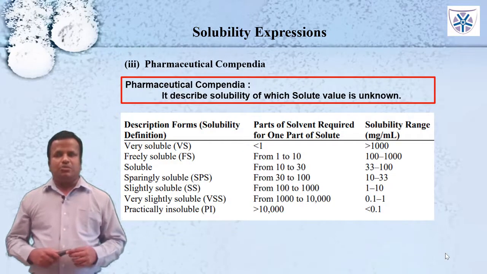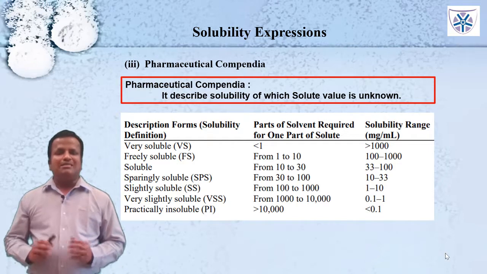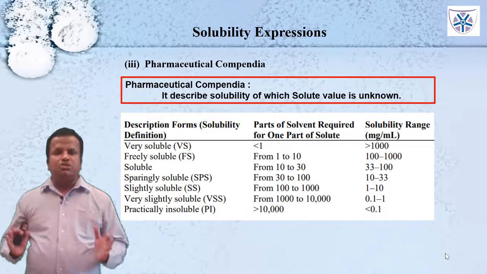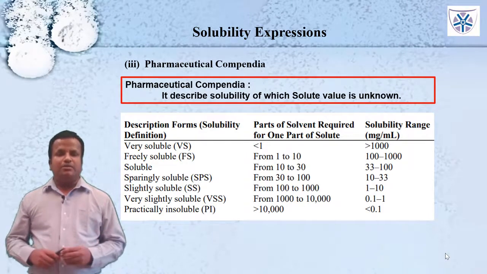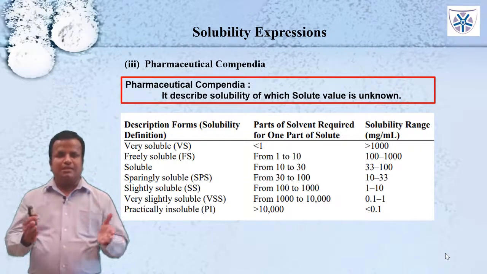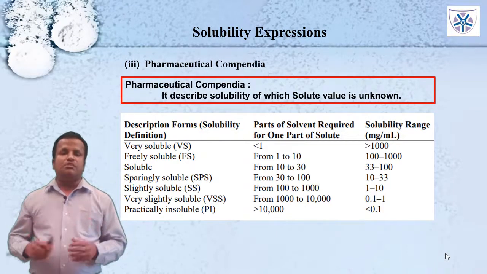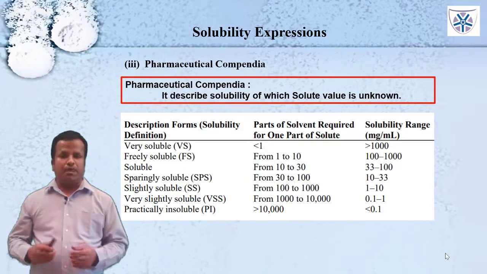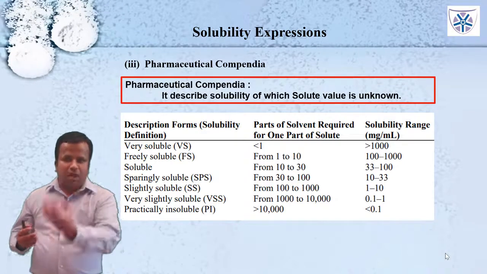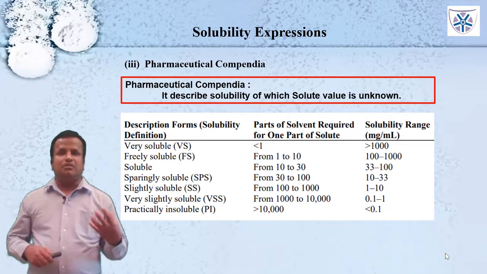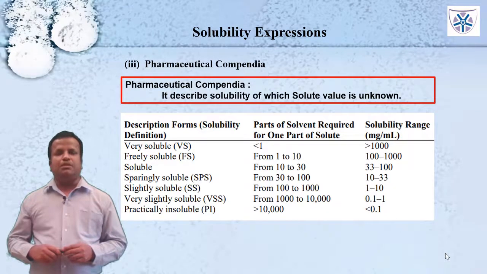So next, the last one is about the pharmaceutical compendia, the third expression. It describes solubility when the solute value is unknown. Here this particular table clearly explains what terminology we need to use for the solubility of the compound. That means if the quantity of solute dissolved in the solvent is not known, or the value is unknown, during that time we can use this pharmaceutical compendia.